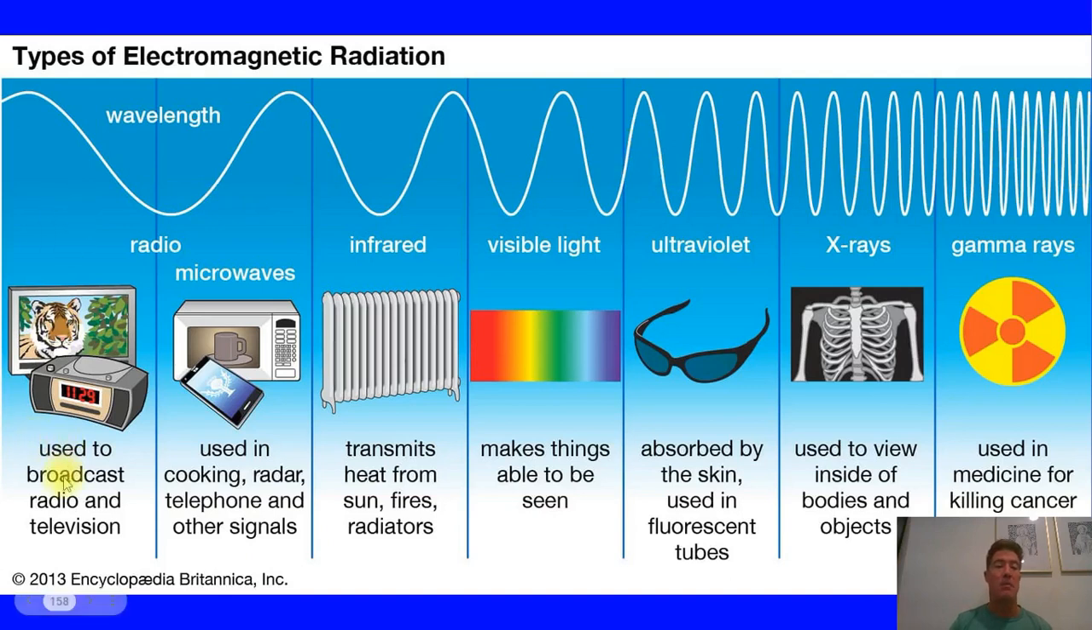So things like radio waves and TV waves are very, very long. Microwaves are long. Infrared rays get shorter. And then we have here in the middle visible light. As you can see, visible light is only a thin section of the entire electromagnetic spectrum. As the wavelength gets smaller and smaller, we move into ultraviolet, X-ray, and then gamma rays.